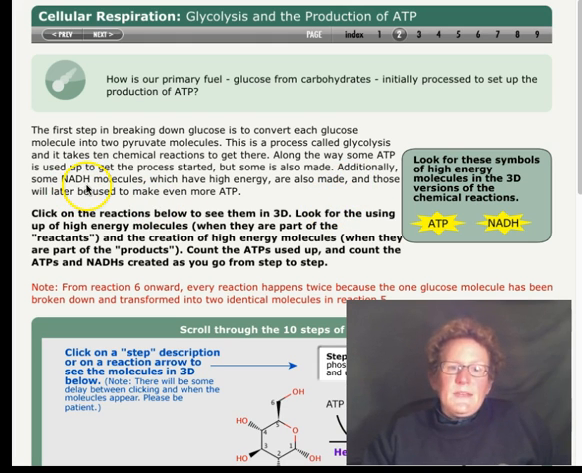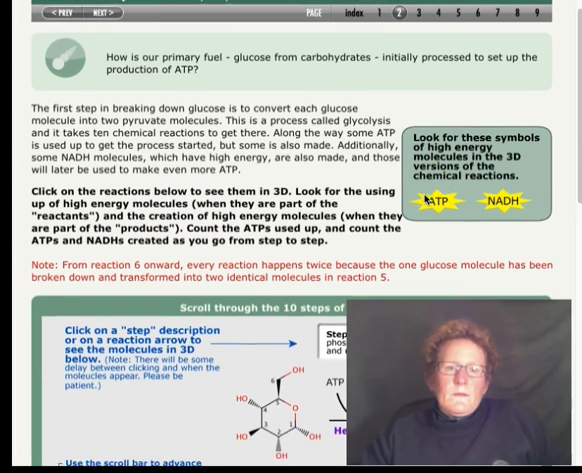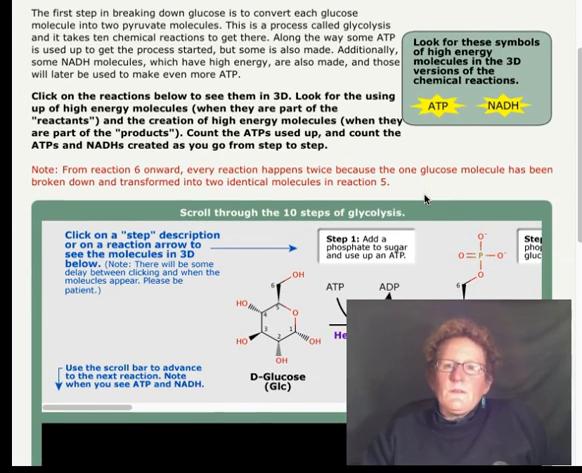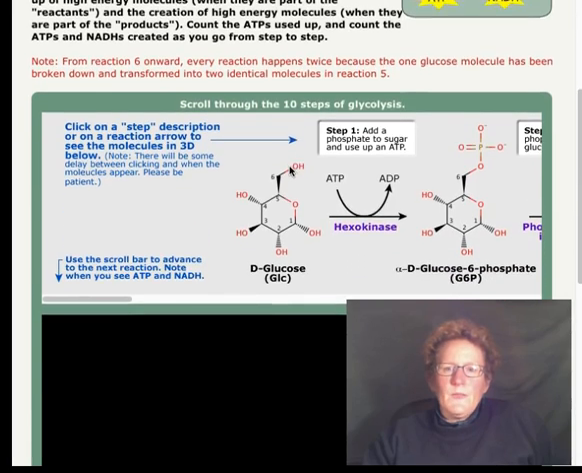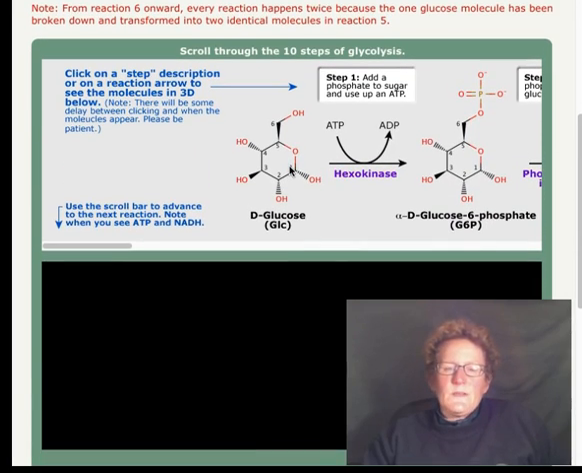Additionally, some NADH molecules, which have high energy, are also made, and those later will be used to make even more ATP. So the reactions below, we're going to click on them and we're going to look for these high energy molecules being produced, ATP and NADH. We're also going to look for ATP that is put into the process. Let's first slide sideways though and look at all of those reactions.